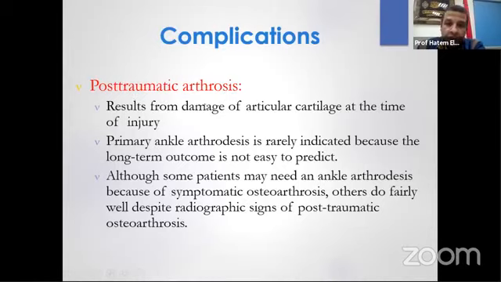Post-traumatic arthrosis is due to damage of the articular cartilage or inadequate reduction of the articular surface. Clinically, the patient may do well despite the radiographic signs of post-traumatic osteoarthritis.